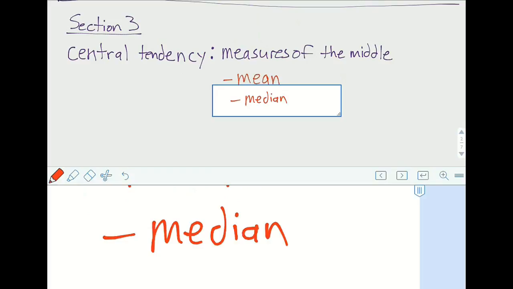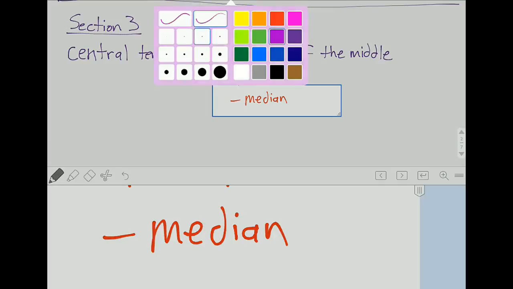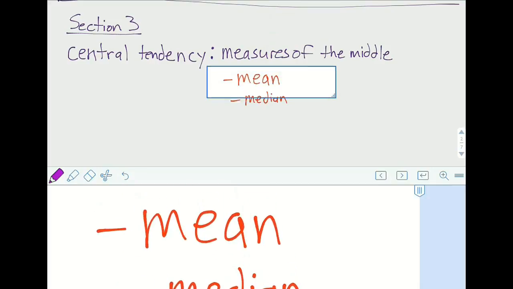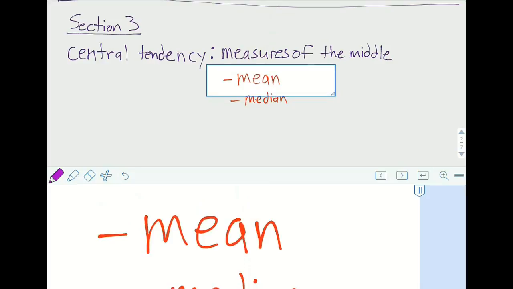Now you might be thinking mean, median, mode. Mode is usually talking about categorical data, not quantitative data. And when we talk about central tendency, we're usually going to be talking about quantitative data. So mean and median are the two that we're going to focus on. Mean and median both tell you about the middle of the distribution. The median is literally the middle number, whereas the mean is the average, the mathematical average, where you add them all together and divide by the total. That's not going to necessarily give you the exact middle, but it will be a number somewhere towards the middle.